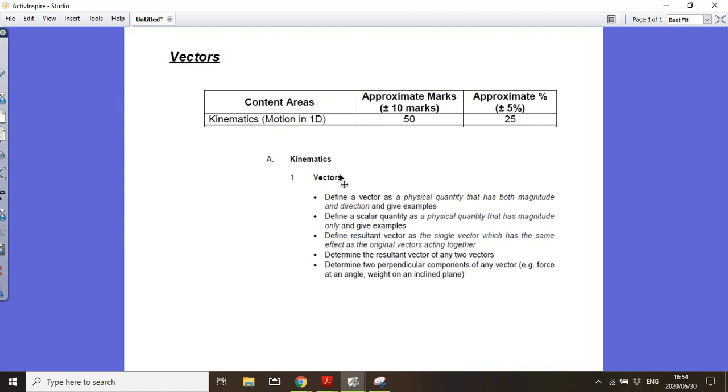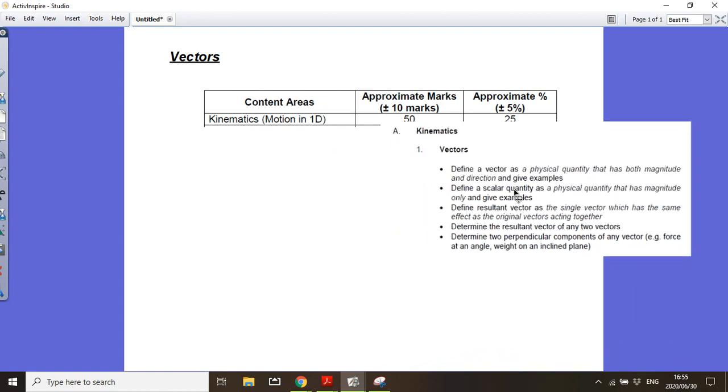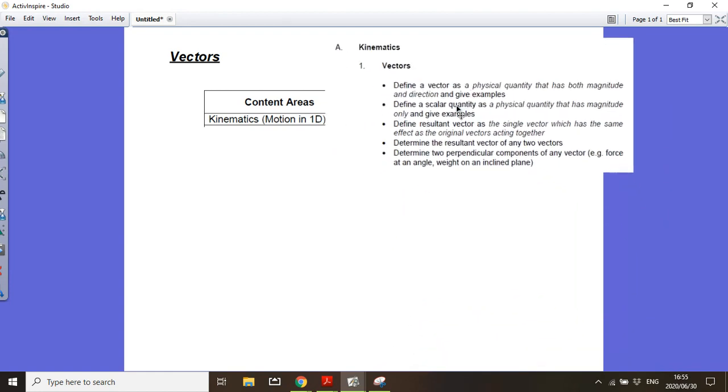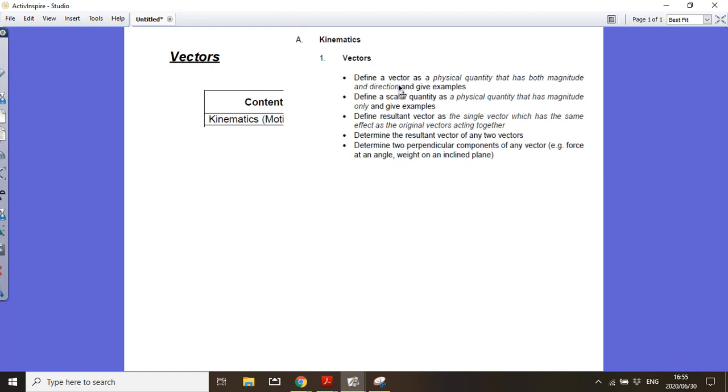And vectors falls under kinematics. So it's still there, even though you don't see it there in the breakdown, you will always get vector questions. So if we look at the definitions, remember a vector has magnitude and direction. Now, most of the time, the first question in your physics paper, and you'll see when you go and look at the past paper questions, will give you a bunch of quantities, and then you need to decide, are they vectors, are they not vectors?